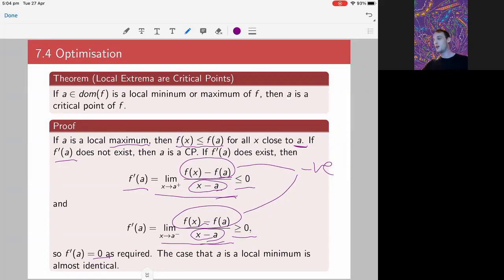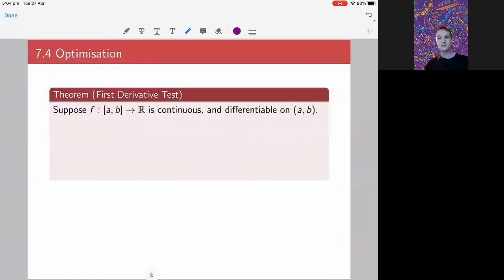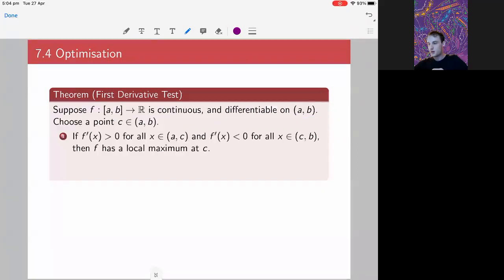But now the question is, if we've got a critical point, how can we tell whether it's a local maximum or a local minimum? And this is where we start talking about something called the first derivative test. Really what we've got in mind here is we've got a critical point of a particular function. We want to know whether it's a maximum or a minimum, and we're going to do that by looking at the first derivative. So to start, let's suppose we've got a function f, which is continuous on a closed interval, and let's say that it's differentiable on the corresponding open interval. Now, I'm going to pick a point c that's in this open interval, and I'm going to see under what circumstances I can say that this c is either a local maximum or a local minimum.